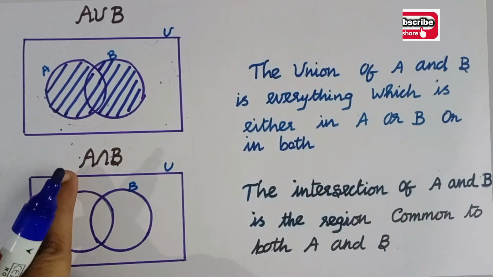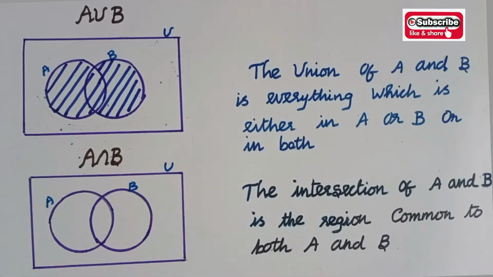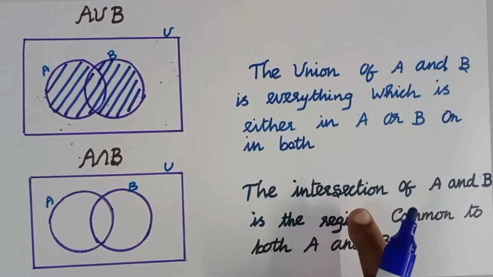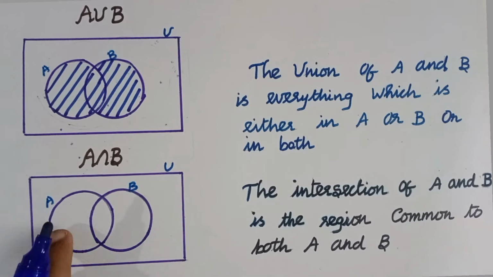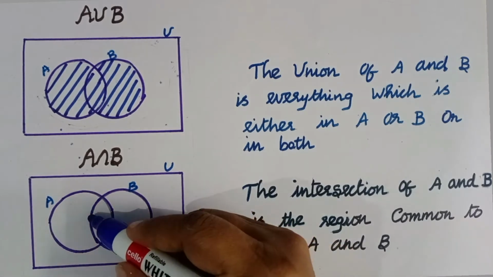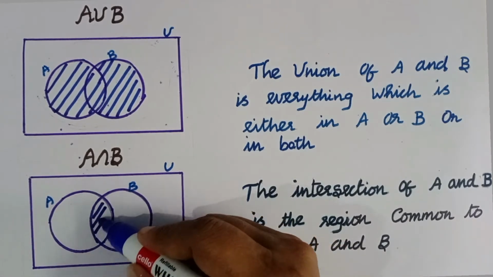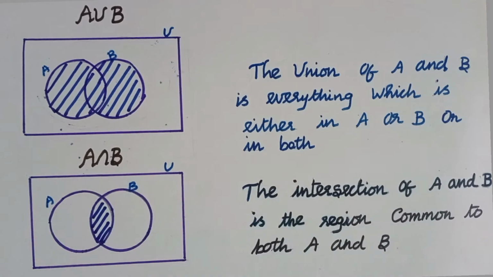The next set operation is A intersection B. The intersection means, you know, that which is common to both A and B. That is this overlapping area you have to shade. So A intersection B is this overlapping area.